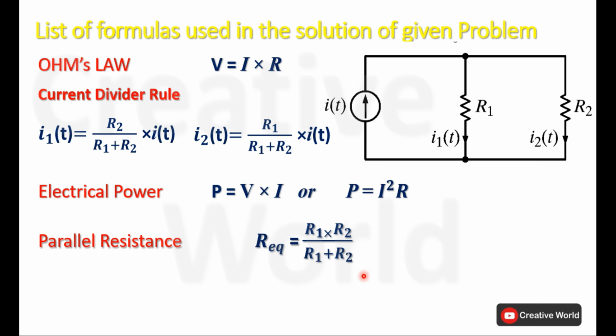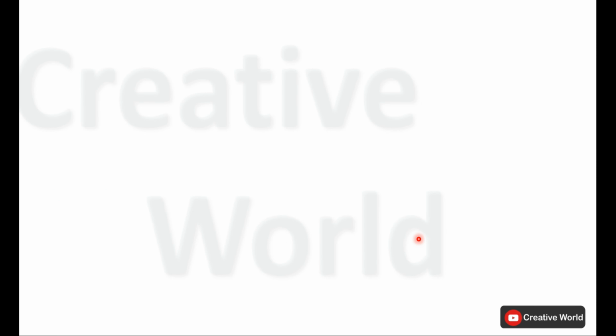This equation is written for this network. The R equivalent of this network will be the product of R1 and R2 divided by the sum of these two resistances. Now move towards the problem.